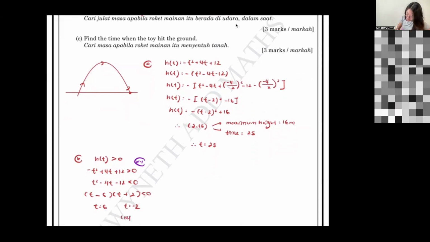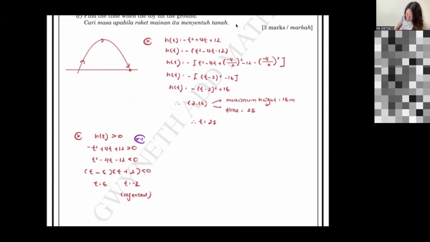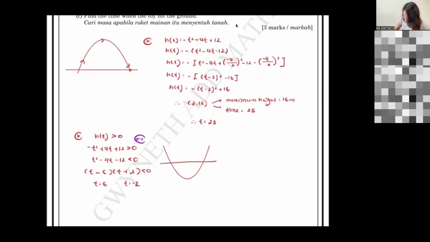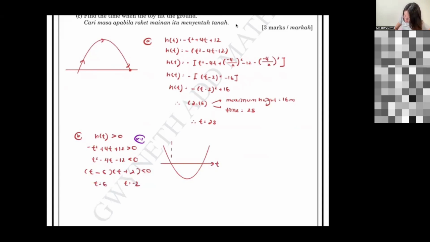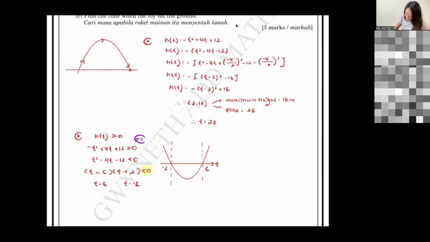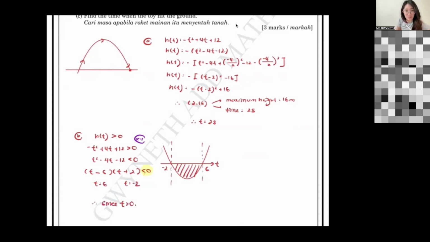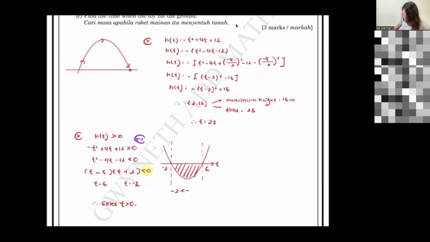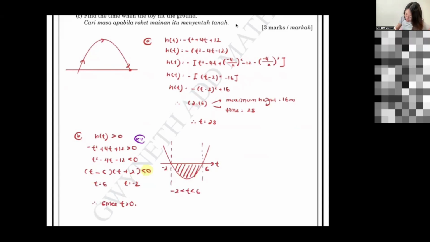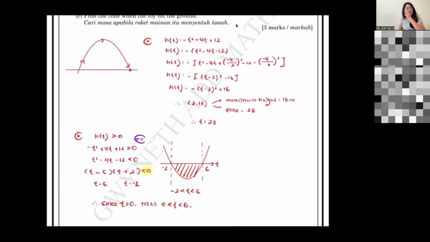Time can be negative or not? Cannot. But we don't reject this first, because this is an inequality question. So draw your graph. This is t. Split the graph into 3 parts. Negative 2, 6. Lesser than 0, it's in between. But t has to be greater than 0. Time cannot be negative, right? So instead of writing in between negative 2 and 6, you will write in between 0 and 6. Time cannot be negative.